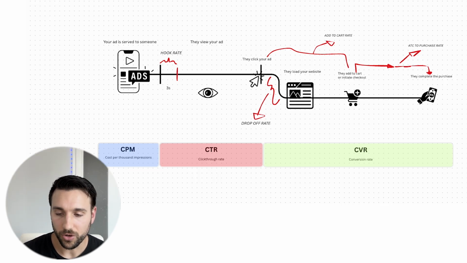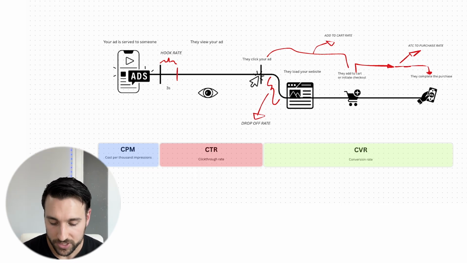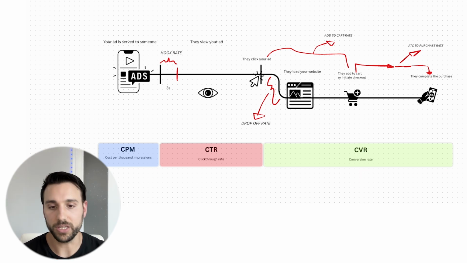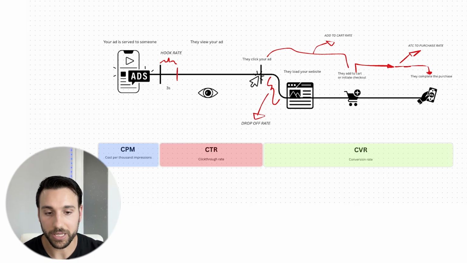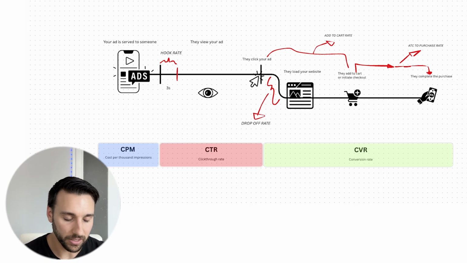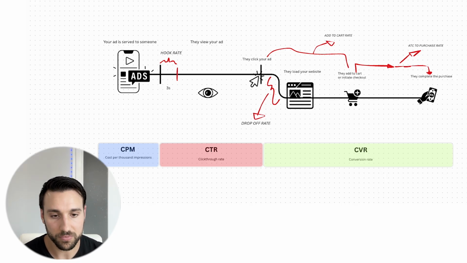So going into that, from the first 3 seconds after someone's shown your ad, the first 3 seconds is that hook rate. That's where the hook is. And then from there, they click your ad. And then that difference from the click to page load, that is your drop-off rate. And then from when they're on your page and they load your website, that percentage of people from clicking on your ad to add to cart, that is your add to cart rate.